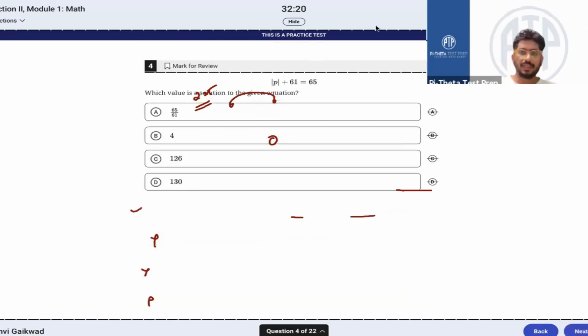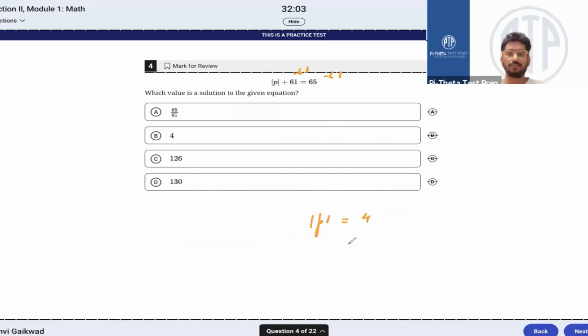Going to the next question here, they're asking what is the solution to the given equation. Very simple. You can just subtract 61 from both sides, so that will become P is equal to 61 minus 61 is 0, 65 minus 61 is 4, and modulus of 4, either it can be 4 or negative 4. But option 4 is given, so our answer is option B here, as simple as that, right? So that is option B.